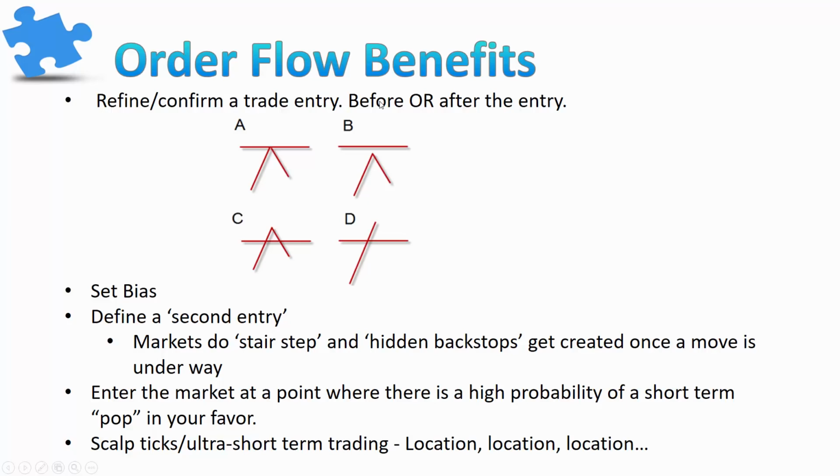So using order flow, you have information to help identify if and when a move is occurring, and then trade it when you have that confirmation. Now that confirmation may come as the turn is happening, or it may come just after the turn, but it will still be a more precise entry. Now we can also use order flow to set bias.